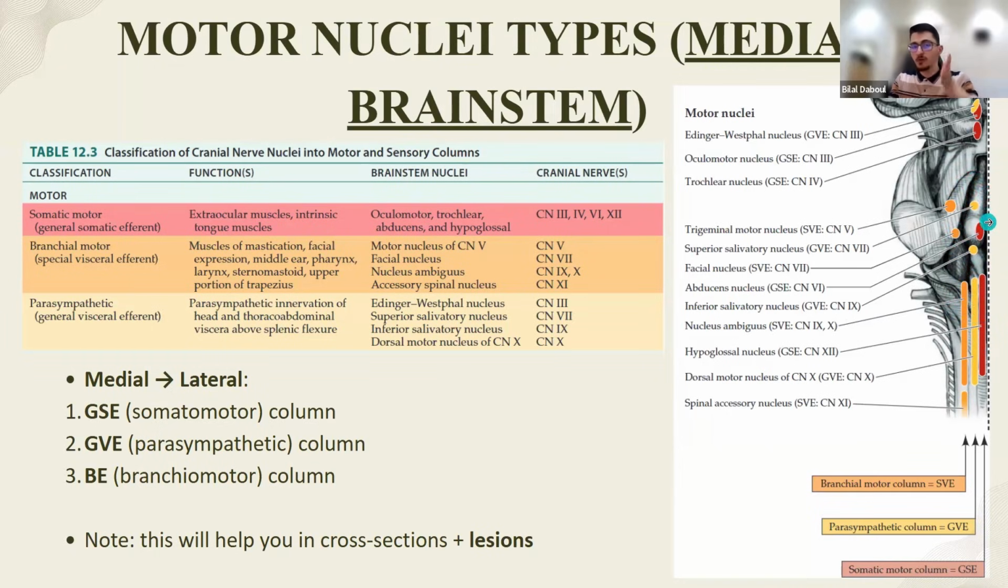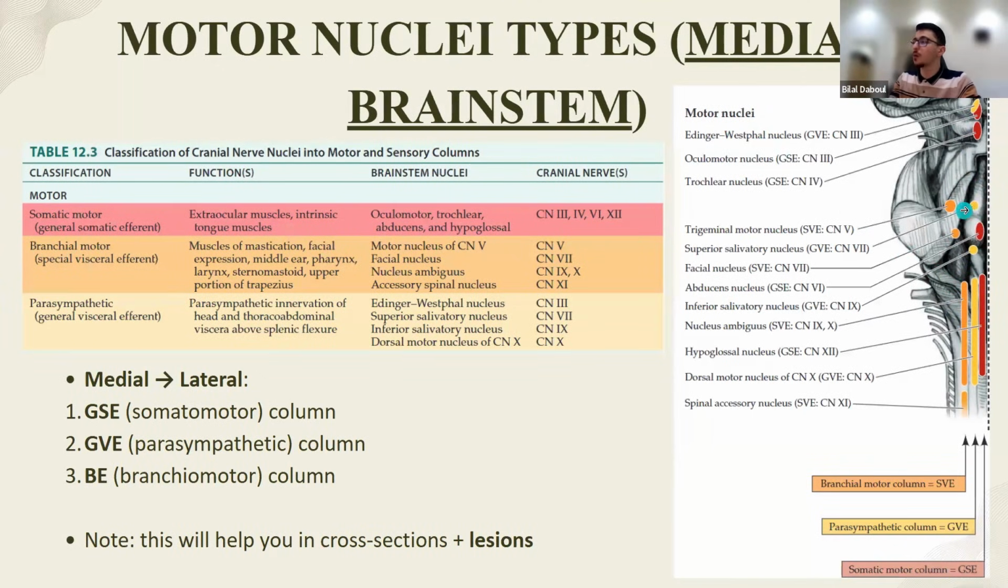So again, at the level of the medulla, that would be the dorsal vagal nucleus. At the level of the pons, you would have the inferior salivatory nucleus. At the level of the upper pons, you would have the superior salivatory nucleus. And at the level of the midbrain, especially the upper midbrain, you have the Edinger-Westphal nucleus, which is the parasympathetic nucleus of the oculomotor nerve.